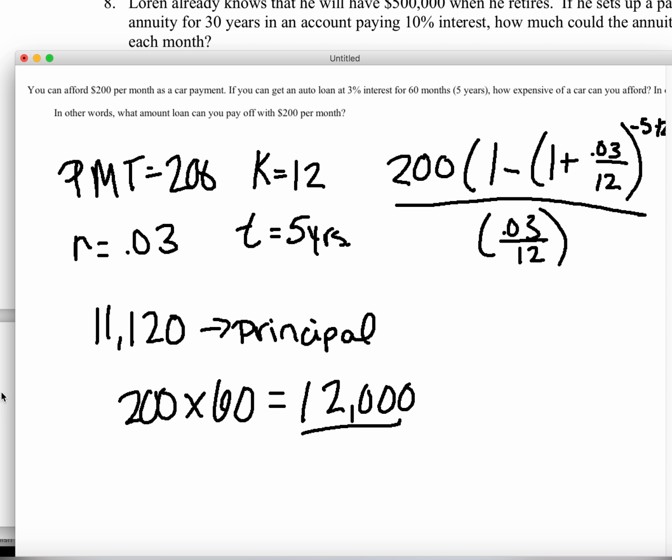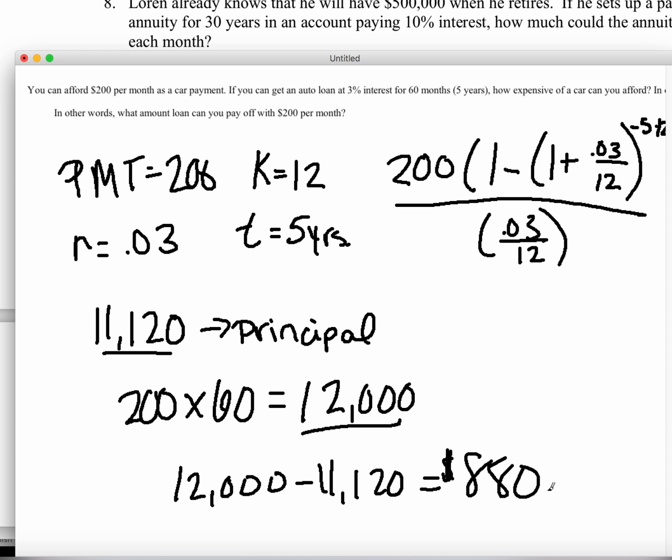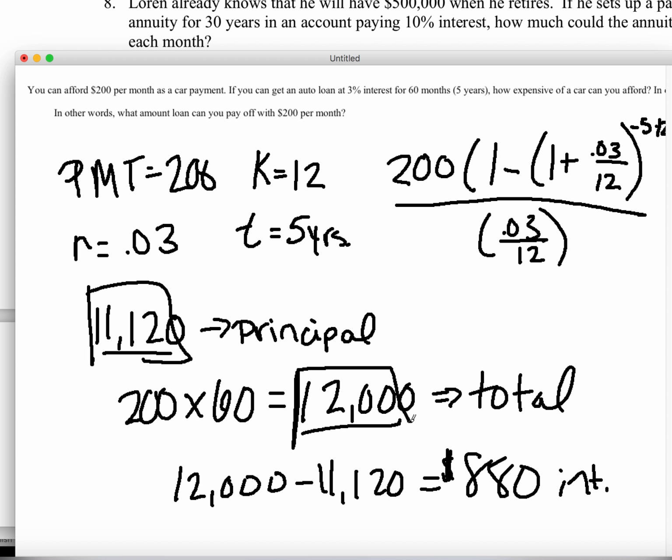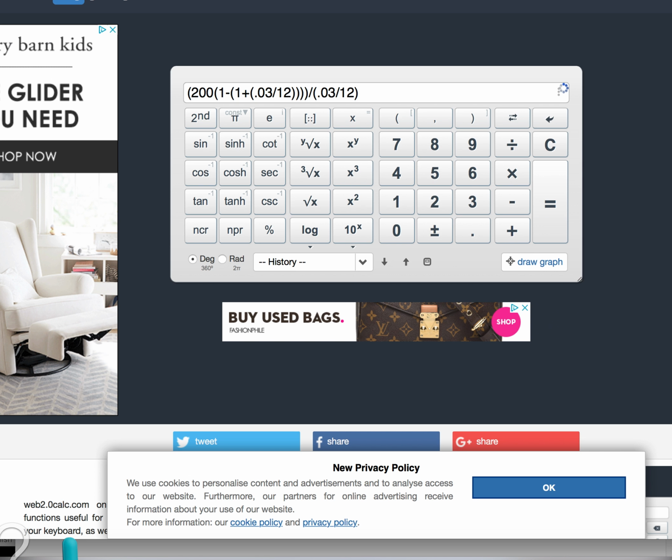So if this is what I'm paying them and this is what I borrowed, to find the amount of interest, I'm just going to do 12,000 minus 11,120, and that's going to give me 880. This is what I'm paying in interest. This is what my total payment to the loan company is. And this is what I'm borrowing. So that's the A answer, B answer, C answer. The key here is going to be using the proper loan formula and then plugging into it, making sure that rate is entered as a decimal, and then going into the Web 2.0 calculator to do the calculations.